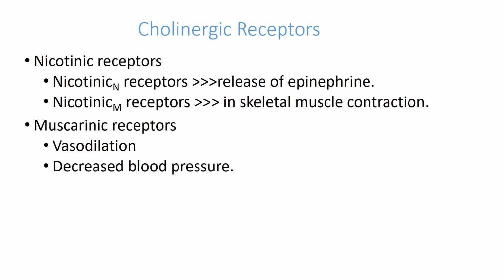Cholinergic receptors are of two types, nicotinic receptors and muscarinic receptors. Nicotinic N receptors stimulate the release of epinephrine. Nicotinic M receptors are active in skeletal muscle contraction. Muscarinic receptors are the ones we'll talk mostly about in the upcoming chapters, and those are responsible for vasodilation and decreased blood pressure.